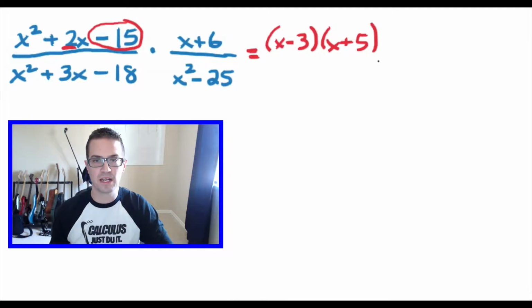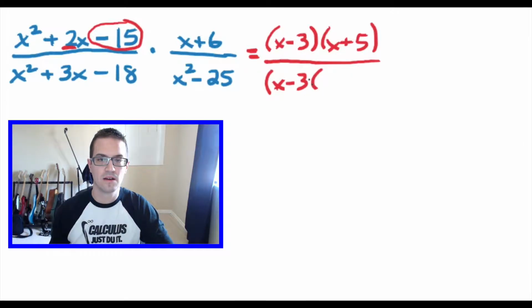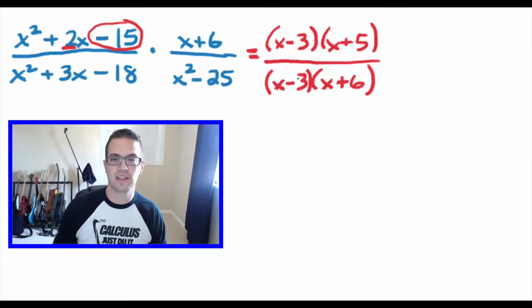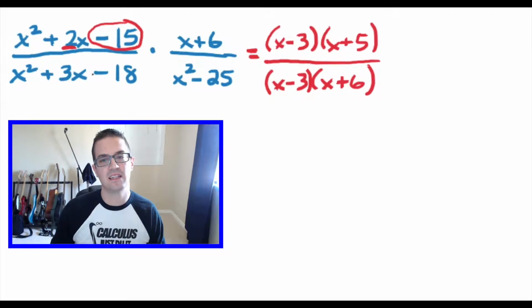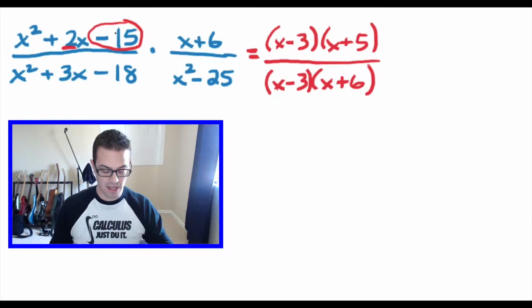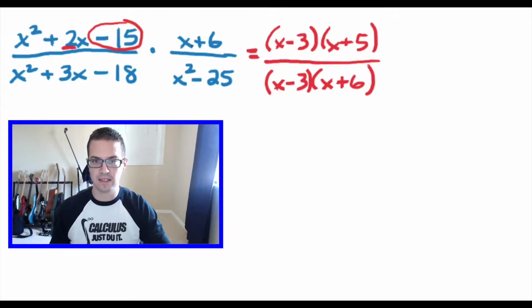We're going to do the same thing on the bottom one, and you're going to end up with x minus 3 times x plus 6. Because again, you have 6 times negative 3 to get negative 18, and 6 plus negative 3 is going to be that 3. The x plus 6 right here is already simplified, so I'm just going to write that down.